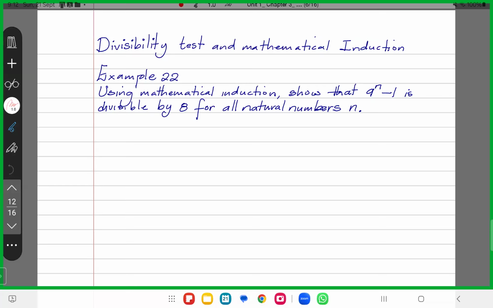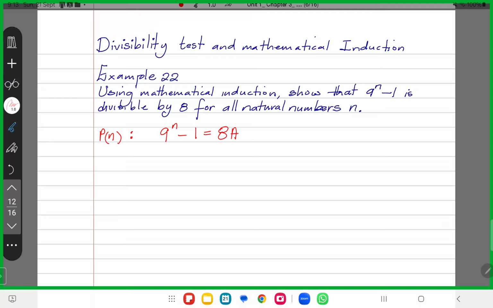All right, so example 22 is under the heading divisibility test and mathematical induction. Example 22 says, using mathematical induction, show that 9 to the power n minus 1 is divisible by 8 for all natural numbers n. So as usual, let's start by saying that Pn is the statement that 9 to the n minus 1 is divisible by 8.